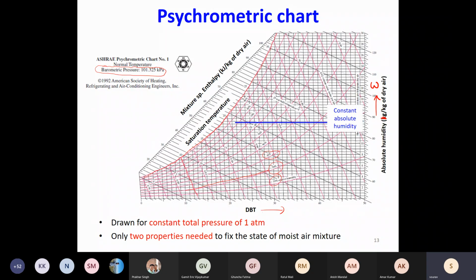Now, what is more important are the slanted black lines. This denotes constant enthalpy. If you extend this, wherever it touches the scale, you can read the mixture enthalpy, again kilojoules per kg of dry air. So that is exactly what we defined as h_a plus omega times h_b. So this is that value. So all these black colored slanted lines are constant enthalpy lines.